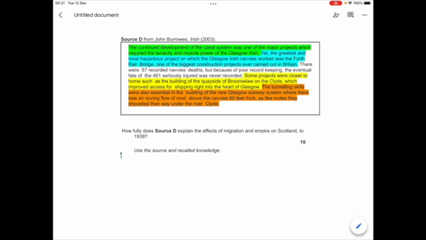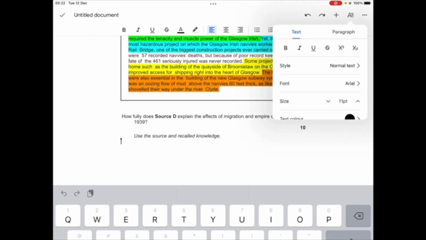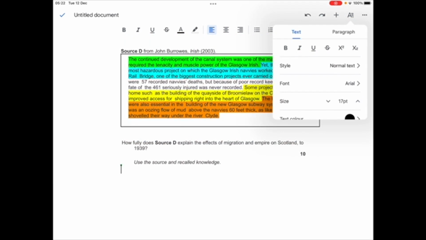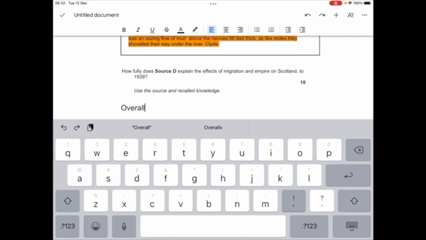So just like you've done in the past when you're at National 5, for your How Fully Explain, you start with your judgment sentence. So although the judgment sentence itself doesn't get any marks, it's really, really important that you have that so that you can get access to the rest of the marks. So very simply, you start by rewording the question. So we say, overall, source D partly explains, and then I'm going to reword the topic in the question.